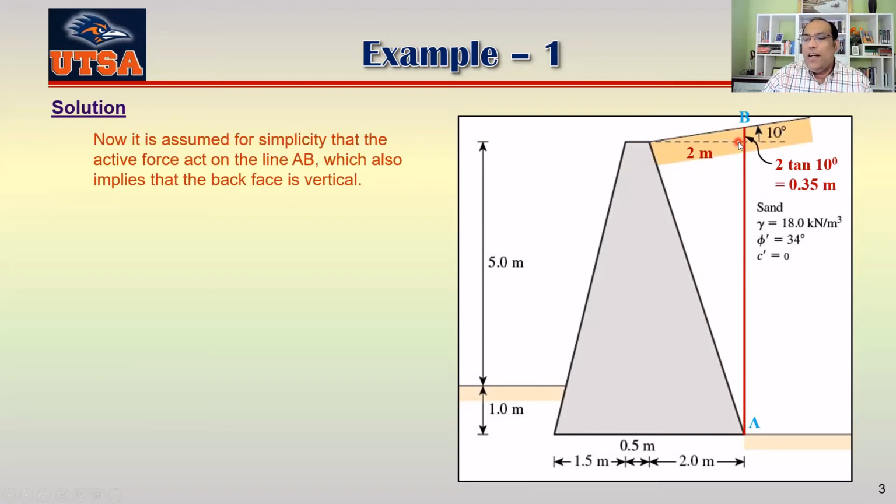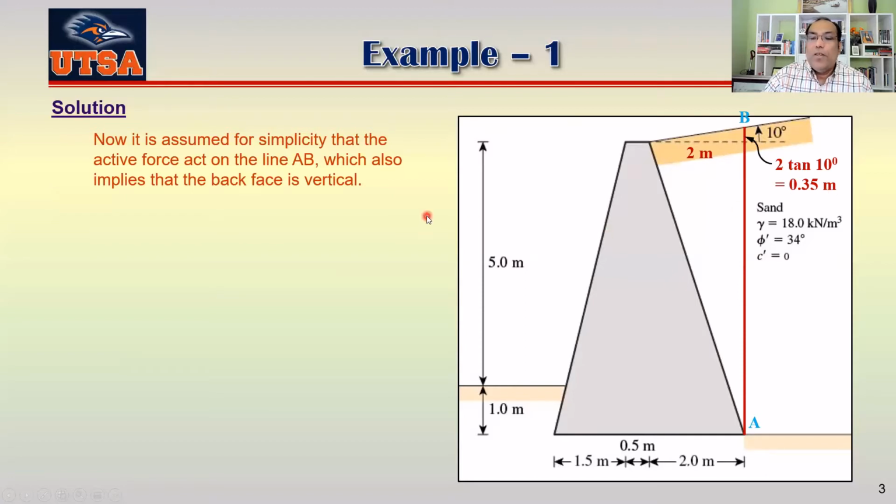Now, you can see here that I need to find the length of AB because my force is working on line AB. I know from here to here is 5 + 1, 6 meter, and I need to add this one here. We already know that from here to here is 2 meter, which is equal to this one here. So this distance from here to here has to be 2 tan 10 degrees, which is 0.35 meter.